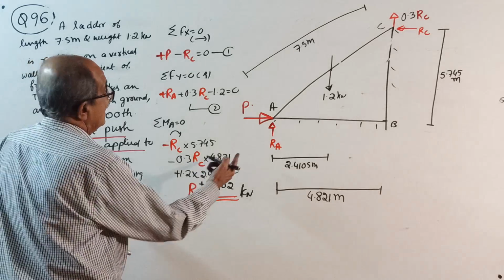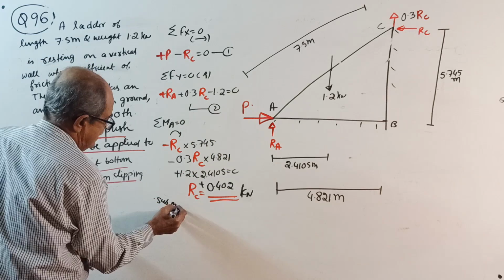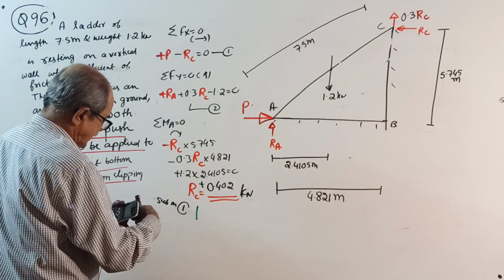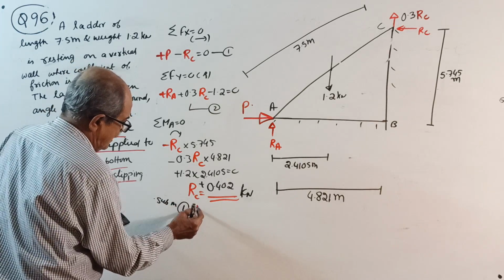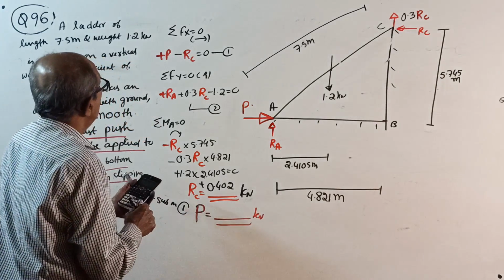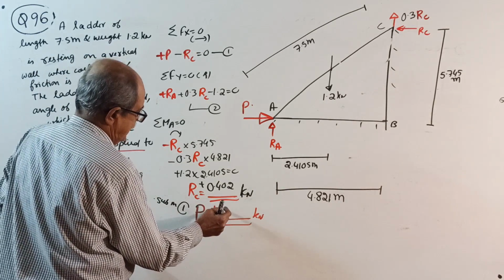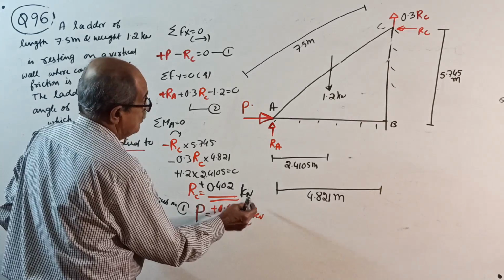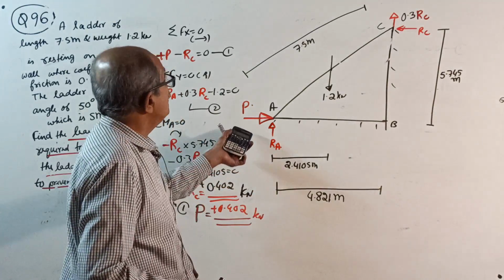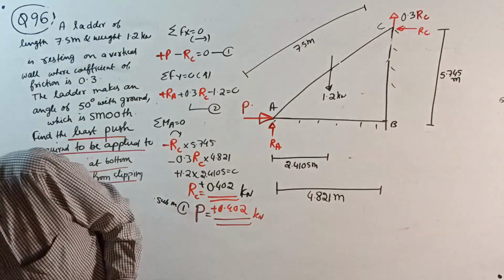Now, that's all. See, your RA is not required. Therefore, substituting in 1, you get the value of P. RA is not required. But if you are interested to calculate it, substituting in 1, you get the value of P in kilonewton. P equal to RC equal to plus 0.402 kilonewton. Because P equal to what? P equal to RC you got. Okay, now, last question. This is over now.